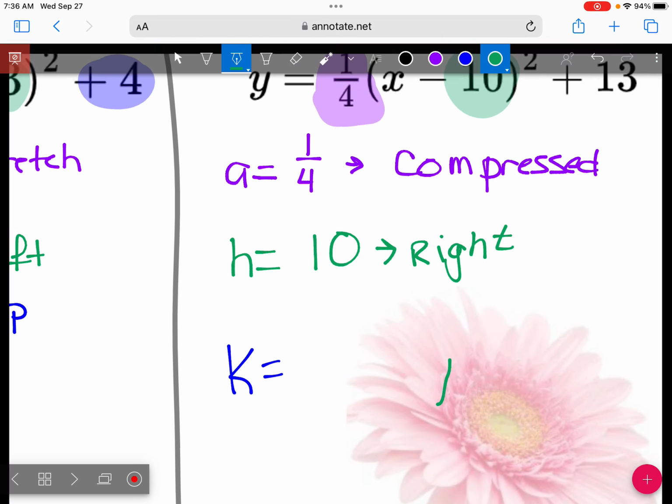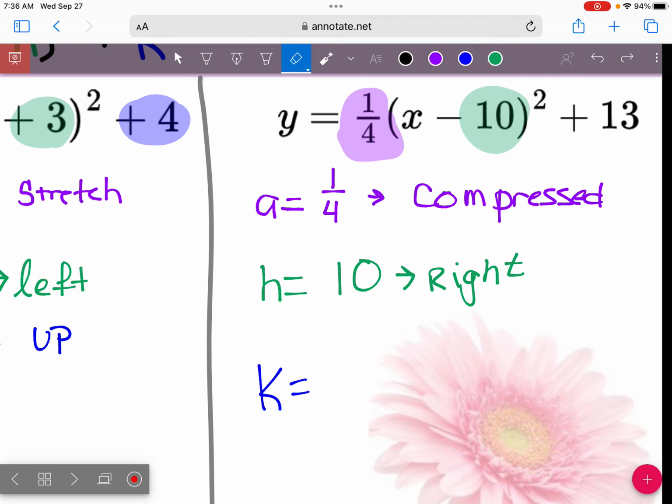How about our K value? Up 13. So it's going to go up 13, right 10, and it's compressed. Questions on the identifying part of this? Because we're going to be using these to make the graph. So the identifying of the A, H, and K is a critical part of graphing these in this kind of form.